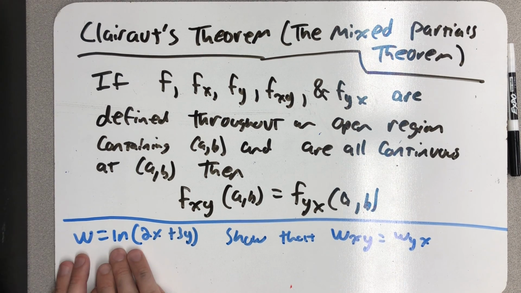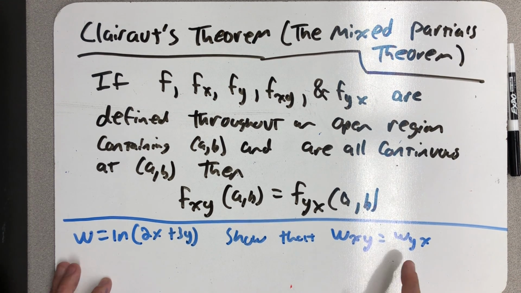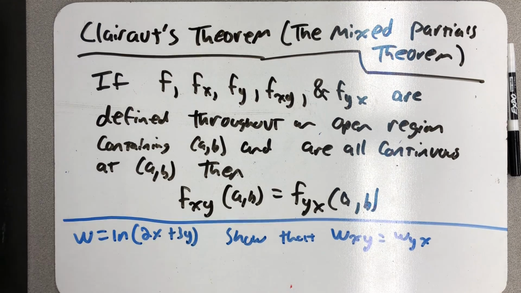w is equal to the natural log of 2x plus 3y. We're asked to show that the partial of w with respect to x and then y is equal to the partial of w with respect to y and then x. We're actually asked to verify Clairaut's theorem, I suppose, for the values in the domain, right? This function's not defined everywhere. So let's find a partial with respect to x and then y, and then reverse the order and see what happens.